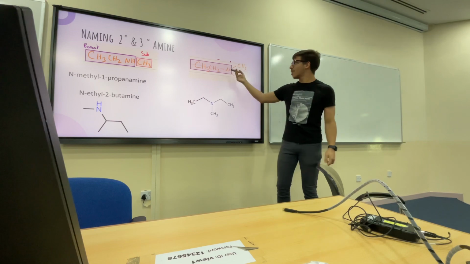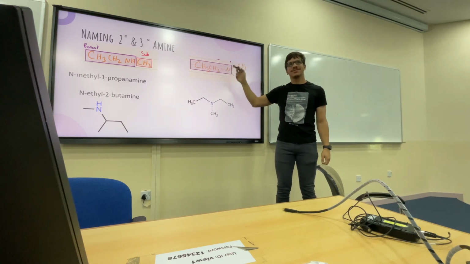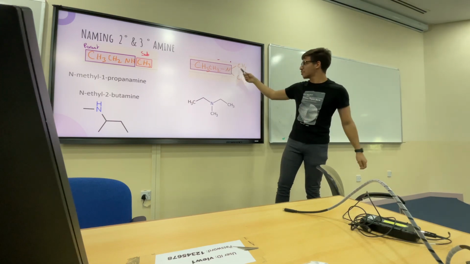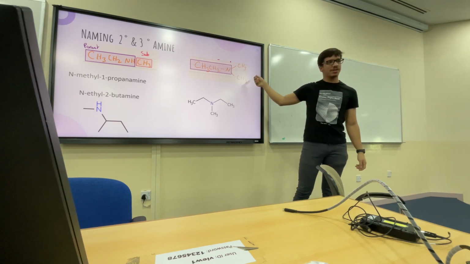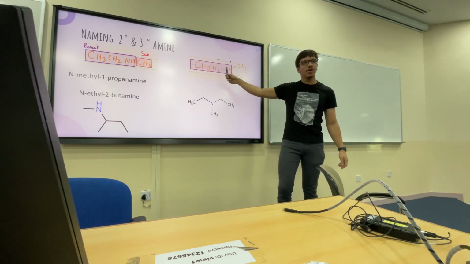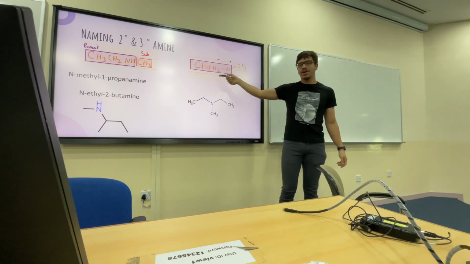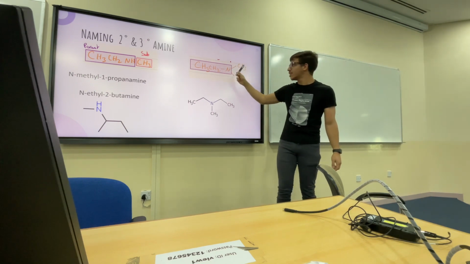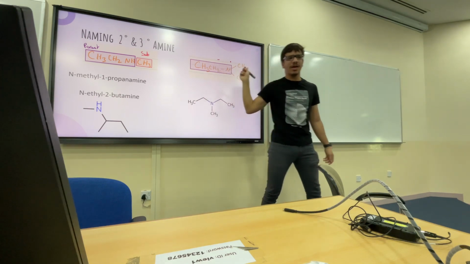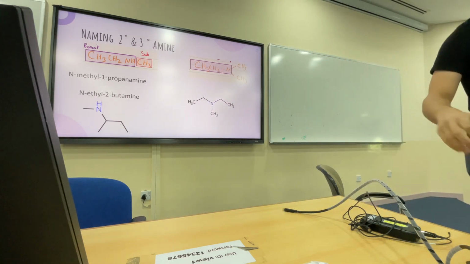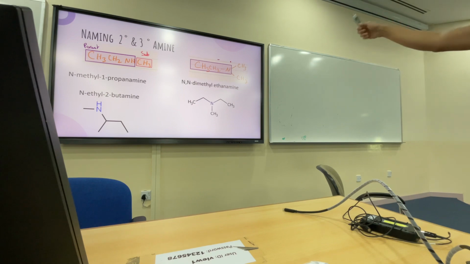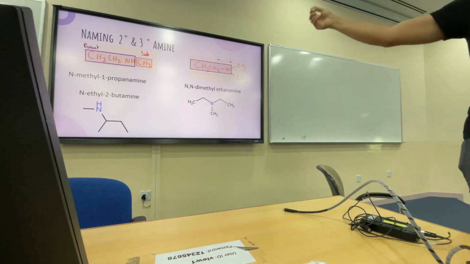Here we have a tertiary amine which has 3 R groups. 2 are methyls and 1 is an ethyl. The ethyl will be the parent chain because it has more carbons. So it will be ethanamine and connect to 2 methyls. So it will be N,N-dimethyl because both the methyls are connected to the nitrogen.